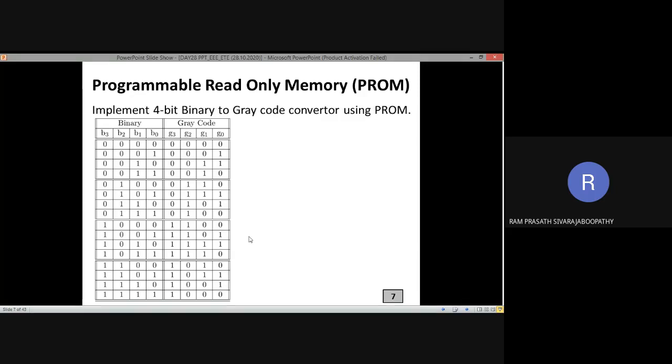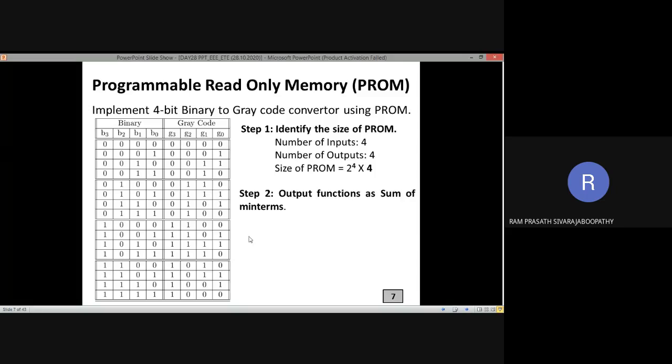You can remember 2 power n cross m, where n is the number of inputs and m is the number of outputs. Yes, very good, Srigari. 16 cross 4 is the correct answer. Okay. So the number of inputs is 4, the number of outputs is 4. So the size of PROM must be 2 power 4 cross 4.